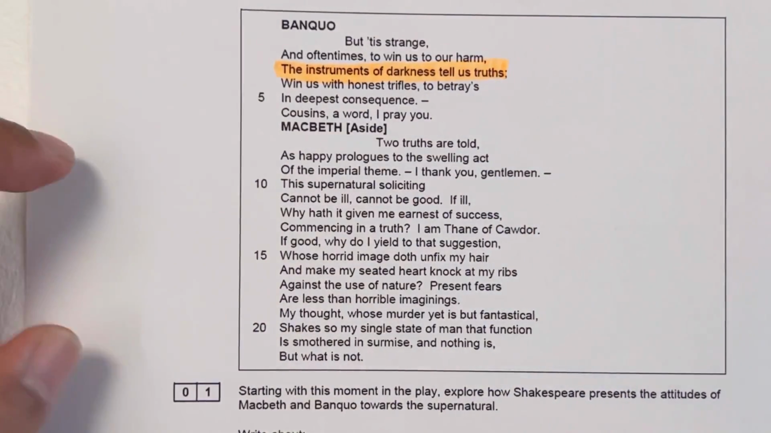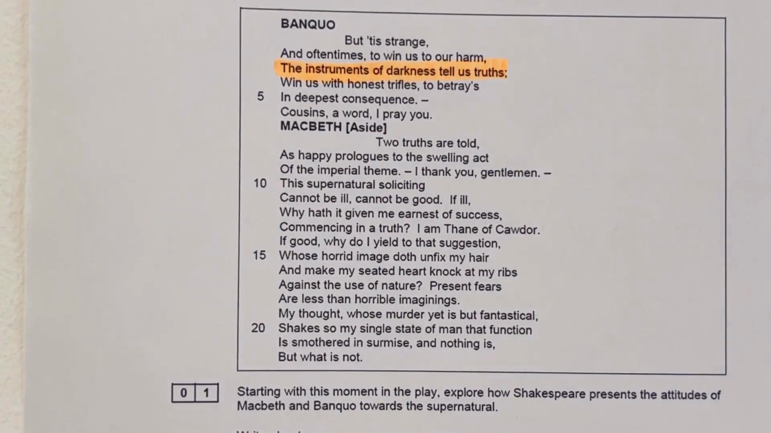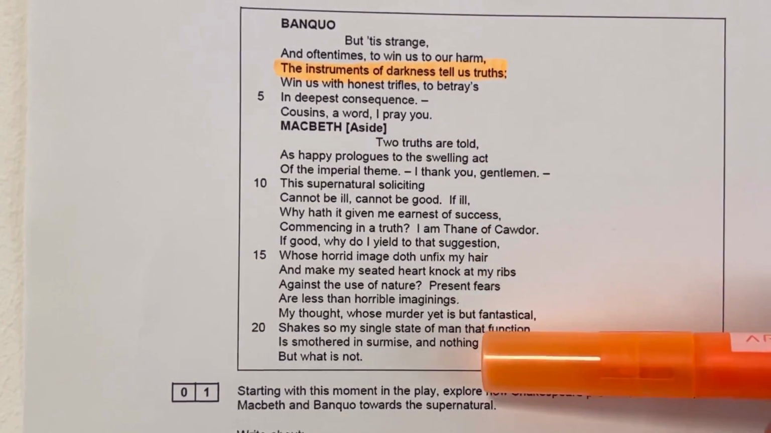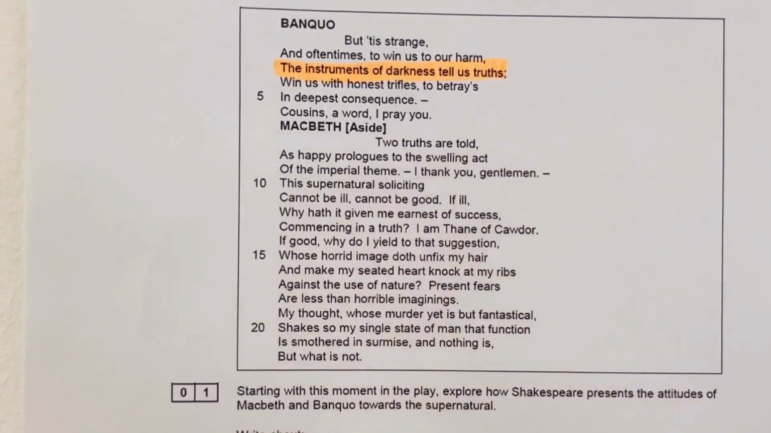The instruments of darkness tell us truths. That is the quote that I will be using for my first paragraph. Now, if I was doing the entire essay, guys, just so you know, I would then go and pick one more quote from what Macbeth says. So I will have two quotes from my extract.